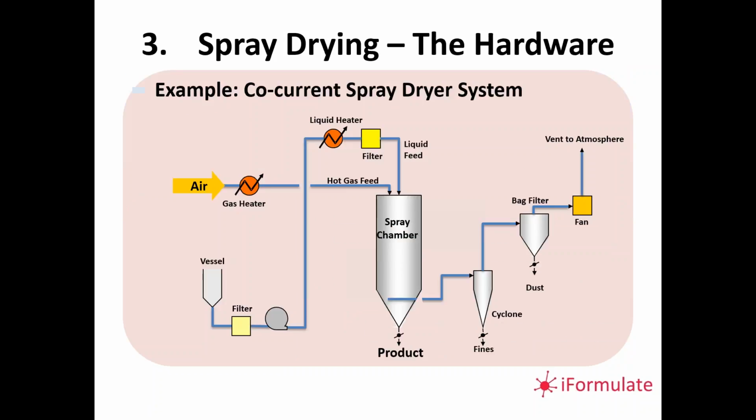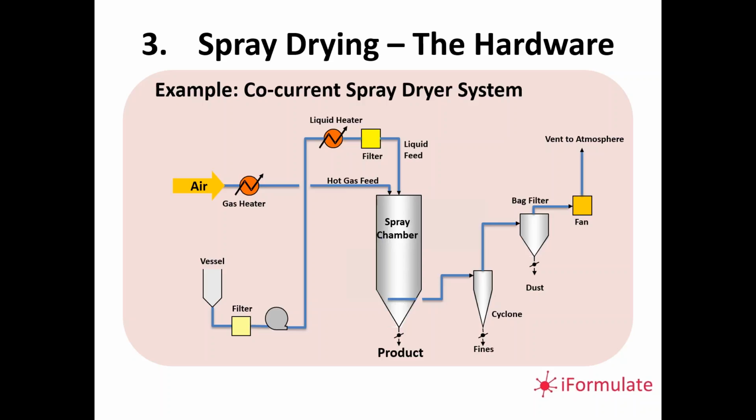So what about the hardware? Well, there are many variations on a theme, just like in Jim's initial slide on drying types. But the basic principles are to feed a liquid into a vertical tower at the top. Then you atomize it and let gravity take it down. The usual configuration is co-current, so the hot air comes in at the top also. Here both particles and hot humid air exit at the bottom.